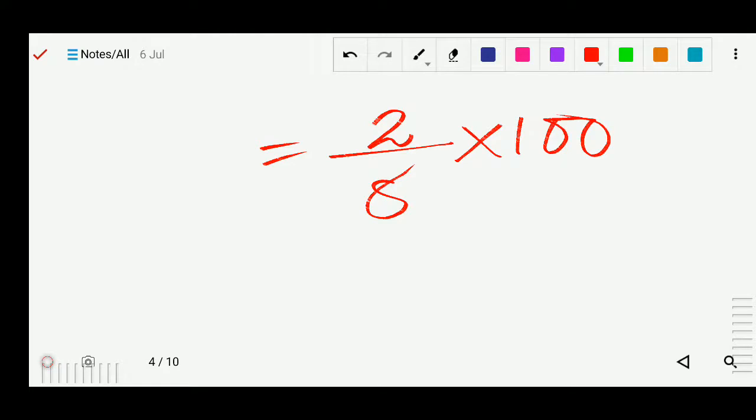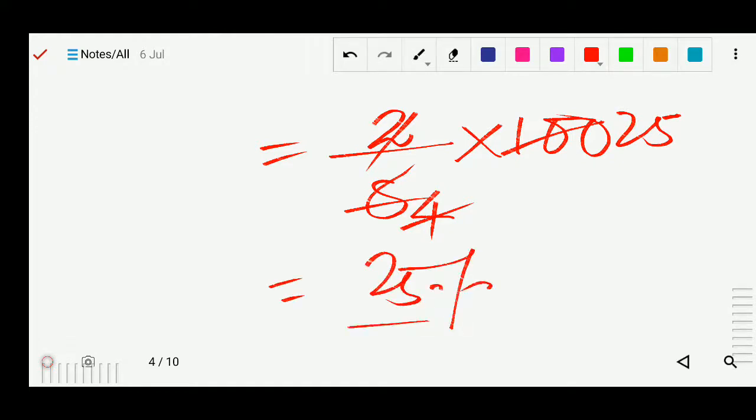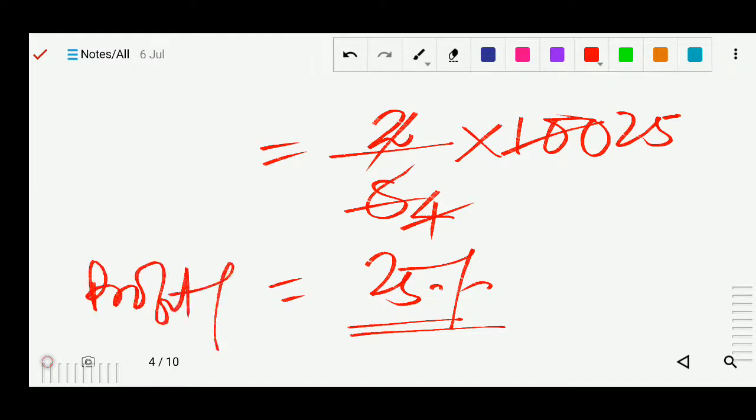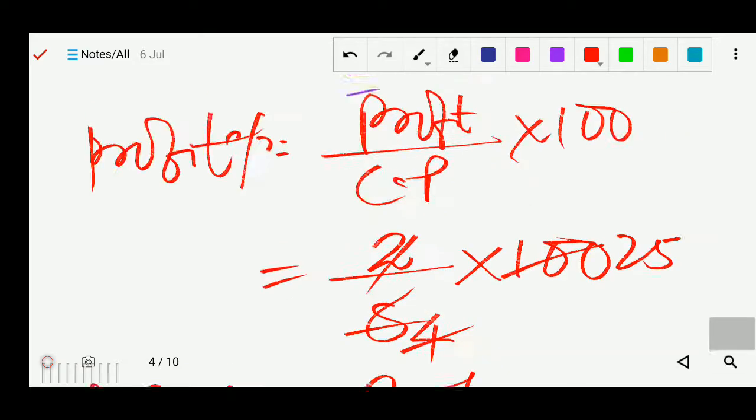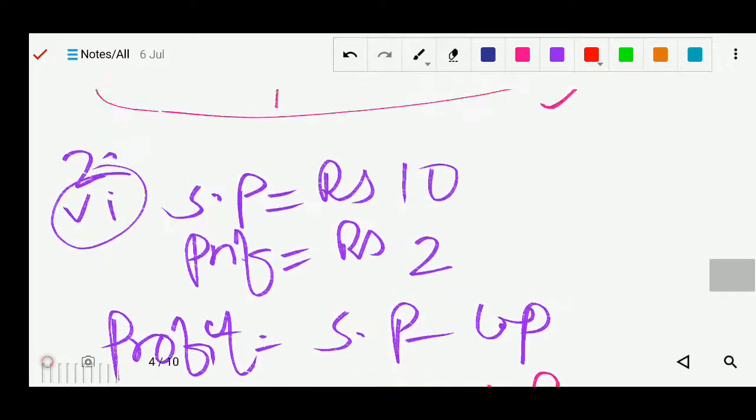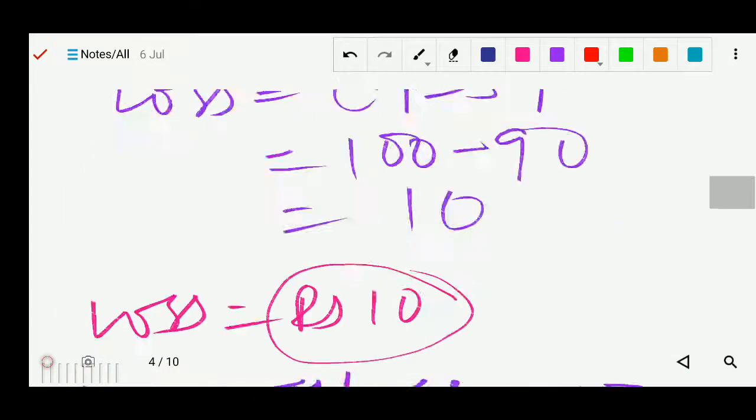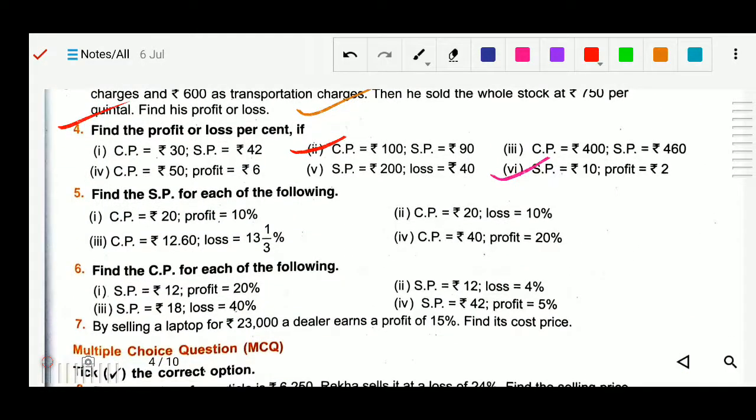Okay, so 2 4s are 8. Now 4, it will be 25 times. So this is the 25%. So 25% is what? This is your profit percent. So that's your answer, 25%. Okay, got it? Okay, now next question number 5 we will solve.